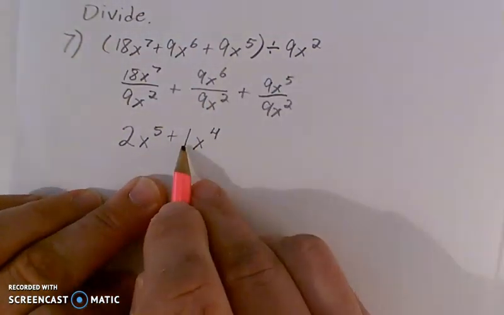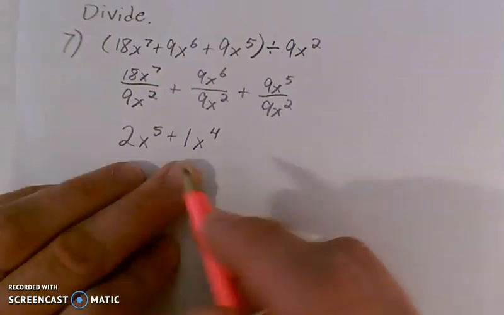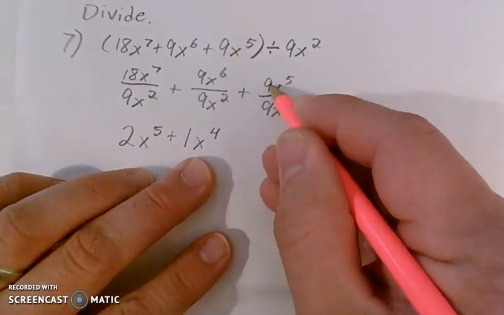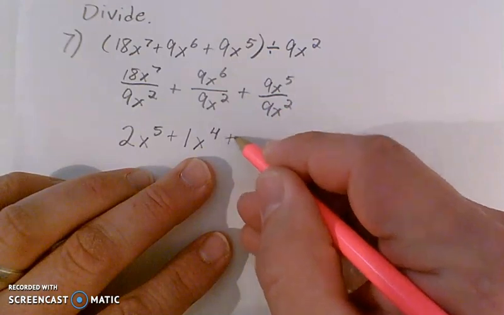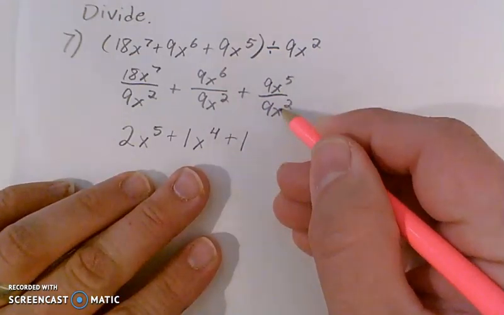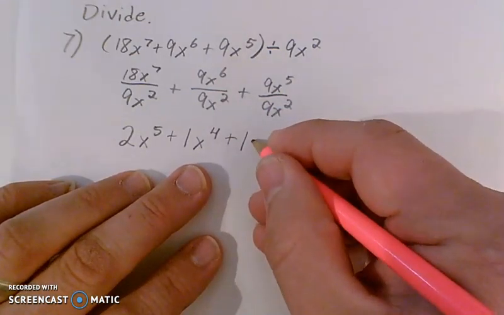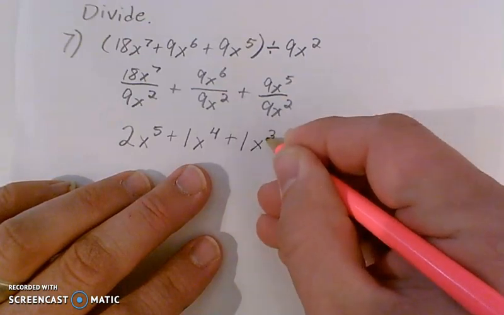Option is to just leave that one off. Just plus x to the 4th would look even better. Plus 9 divided by 9 is again 1. X to the 5th divided by x squared: 5 minus 2 is 3, so x to the 3rd.